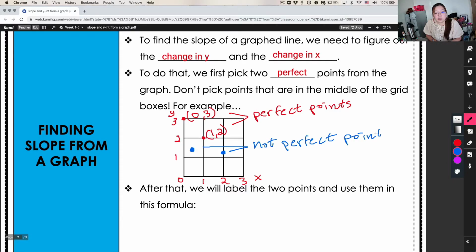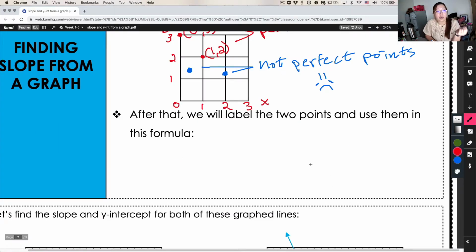And I highly recommend in your notes to make these different colors. If you use the same colors I use, that'll help. These are not perfect points. If you try to do slope with these, you will make Miss Nguyen very sad. Look at that. We don't want points like that. We want perfect points that are right on corners.